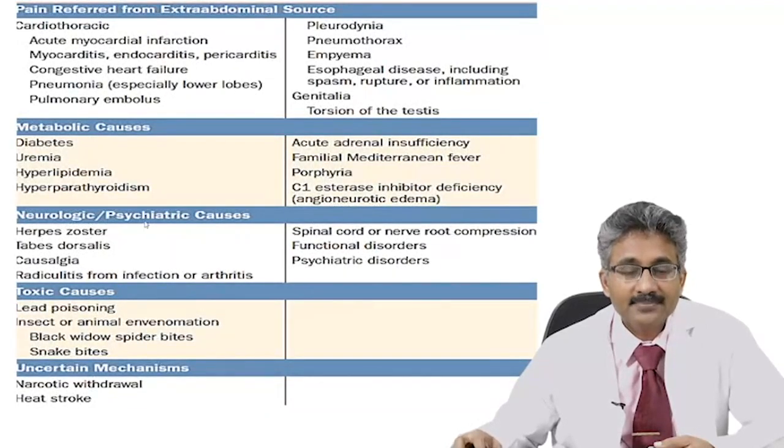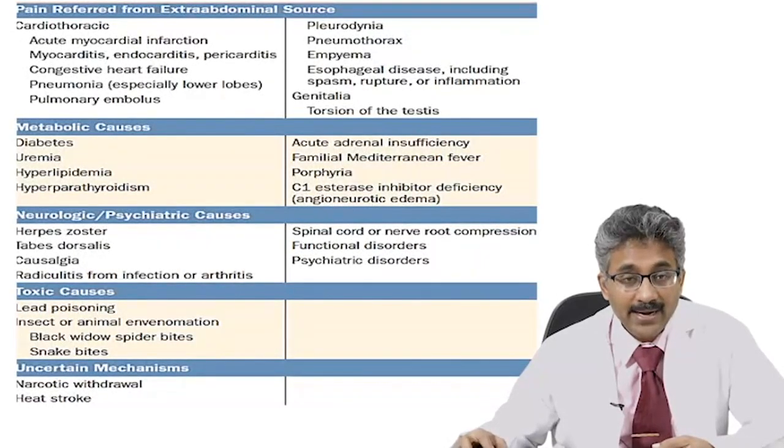Then neurological or psychiatric causes. Herpes zoster, as I discussed, is one of the causes of chest pain. A zoster infection can cause abdominal pain in a dermatomal distribution. Tabes dorsalis, diabetic crisis: if there is a gastric crisis with muscle rigidity, if you palpate, the pain will reduce in the neurological cause of tabes dorsalis. If you palpate the abdomen, the pain will reduce, unlike parietal inflammation pain. Causalgia or radiculitis, spinal cord or nerve root compression.